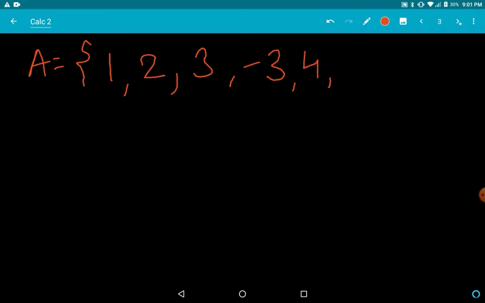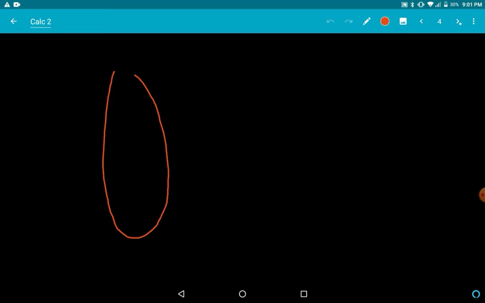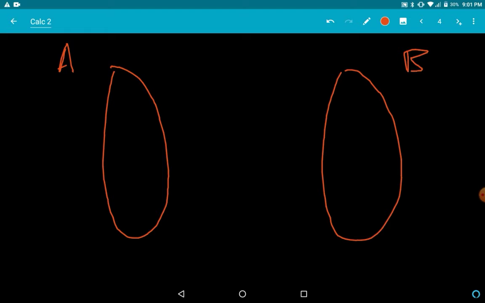So let's say we have a set here. Let's say A is nothing but 1, 2, 3, -3, 4 and 5. Okay, and B is nothing but a set of, let's say, 4, 9 and 16. Okay, so let's go to the next page, and if we draw such sets, I'm just drawing the sets A and B.